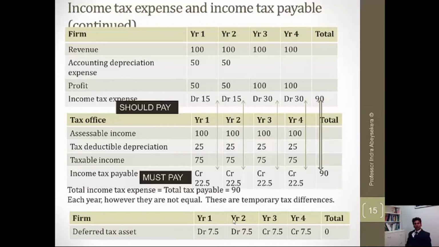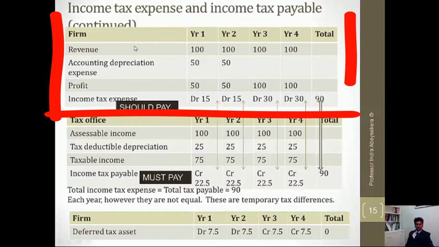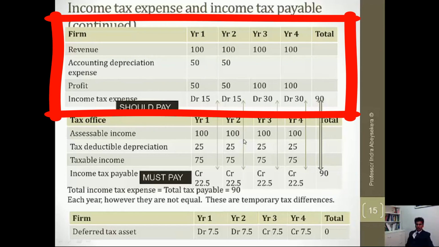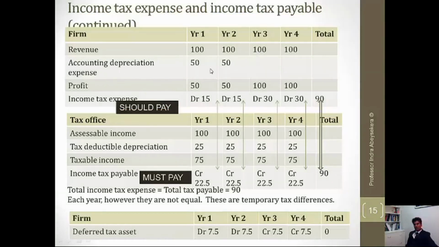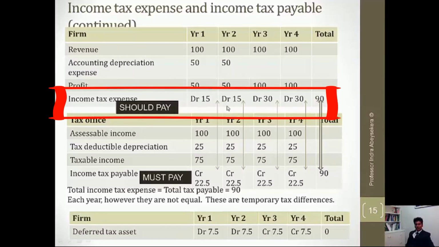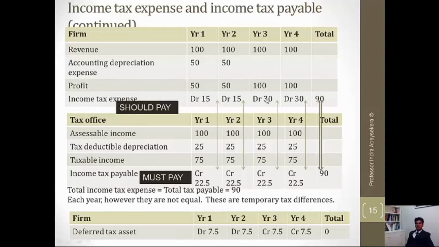So let me show you a total picture here. Accounting and tax. If you depreciate this asset in accounting over 2 years, assuming that assessable income and revenue are equal in all 4 years, 100. The profit income tax expense in year 1 is 15, applying 30% to this profit, 15 in year 2, but in year 3 and year 4 we can see that it is 30, and 30 because 30% of 100.